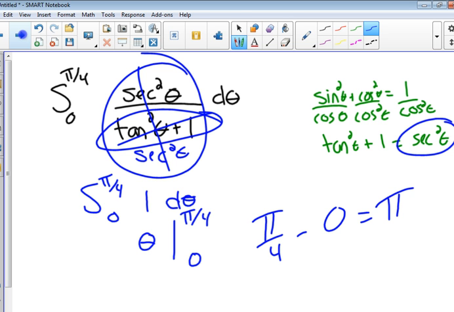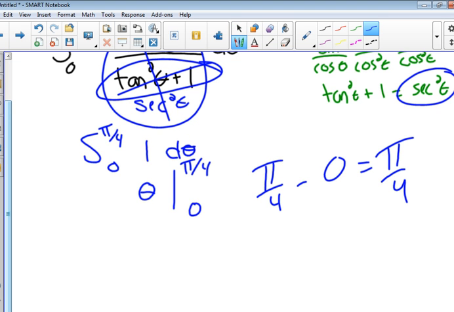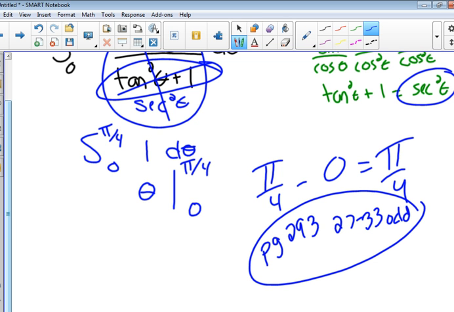Alright, is everybody good? Yeah, good. Alright, awesome. Okay, so your homework is on the same page in the textbook, page 293, 27 to 33 odd. Should be pretty quick for you. It's not too bad. It's 4 problems.